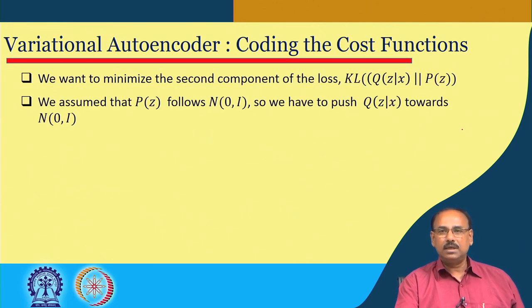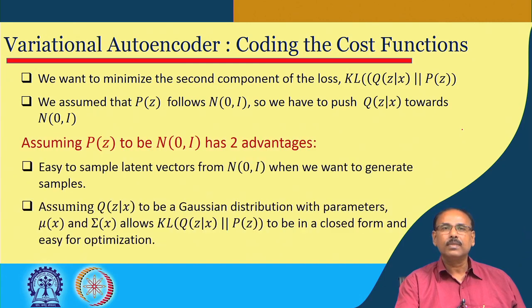Whereas for the minimization of the other part, that is the KL divergence, as we said, we assume a prior distribution of P of z, which is a normal distribution with 0 mean and unit variance for all the attributes of the vector z. So, when we try to minimize the KL divergence, that effectively means we are pushing the parameters of Q of z given x towards that normal distribution of 0 mean and unit variance.